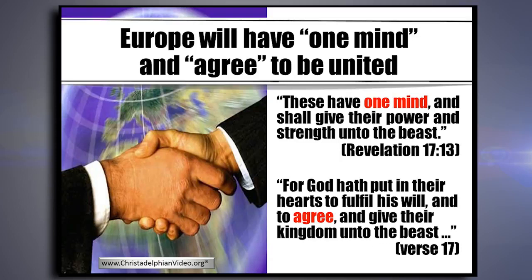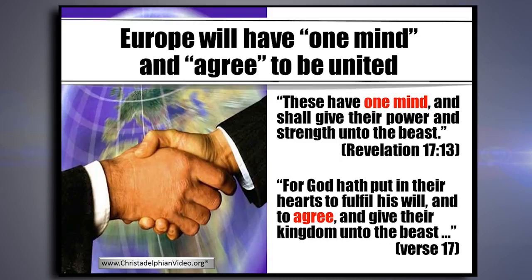Revelation 17, verse 13 says, "These have one mind and shall give their power and strength unto the beast." And then in verse 17, "For God hath put in their hearts to fulfill his will and to agree and give their kingdom unto the beast." Right? Think about that for a moment.